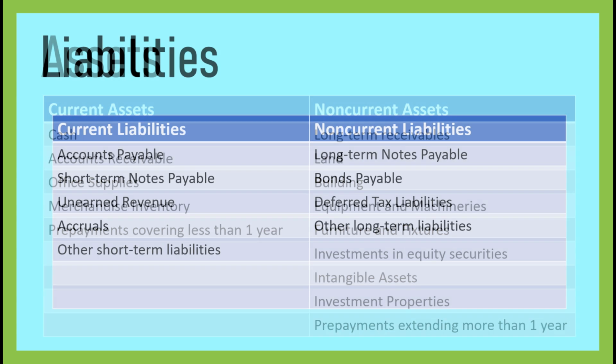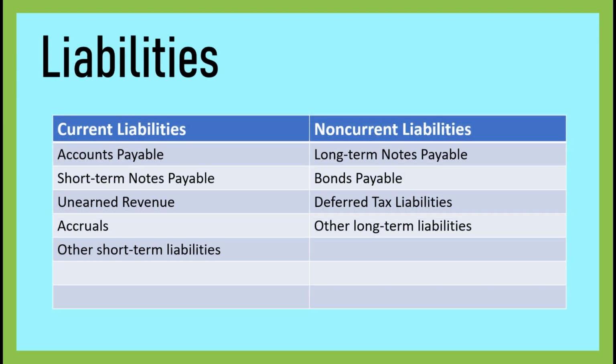Okay, so let's discuss now liabilities. Like assets, we also have current liabilities and non-current liabilities, and it functions the same way. So if it's payable within 1 year, then that is a current liability. But if it is longer than 1 year, then that is a non-current liability. And basically, if your liability is related to trade or your normal operating cycle, then that would also be regarded as a current liability. So we have accounts payable.